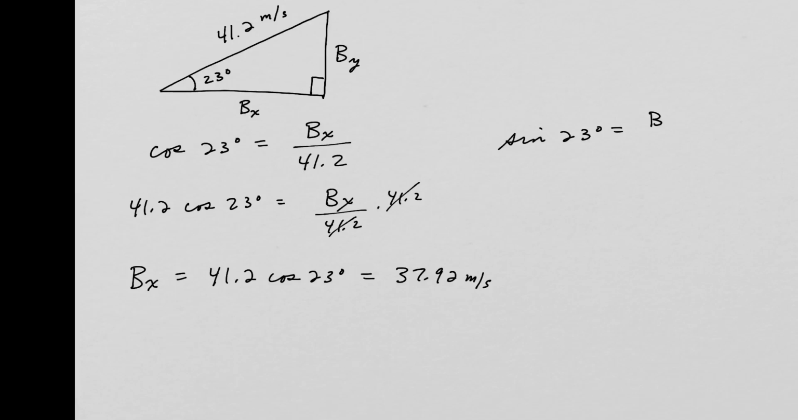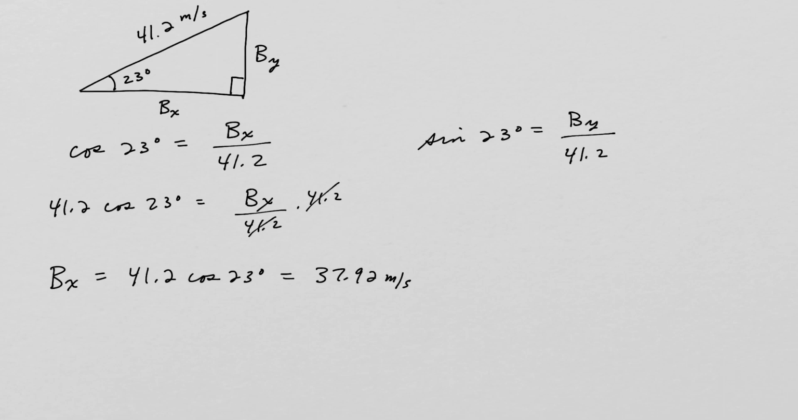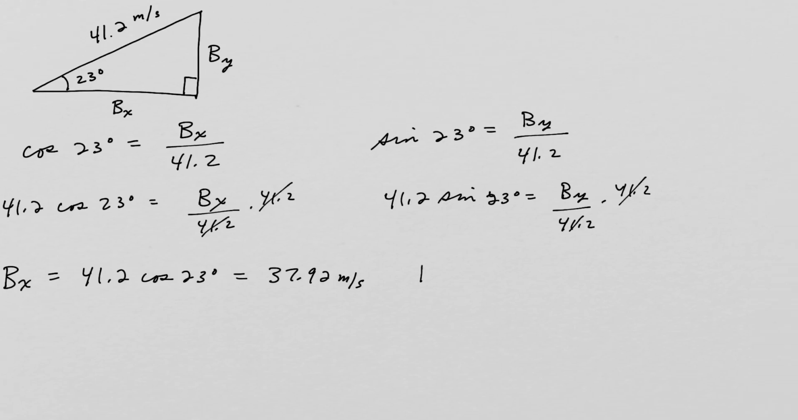So I know that sine of 23 has got to be by over 41.2. And now if I multiply both sides by 41.2, that'll cancel. And I'm going to get by is equal to 41.2 times sine of 23 degrees. And that's equal to 16.10 meters per second.